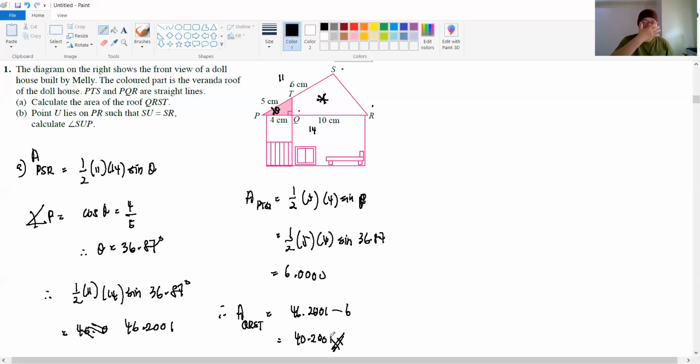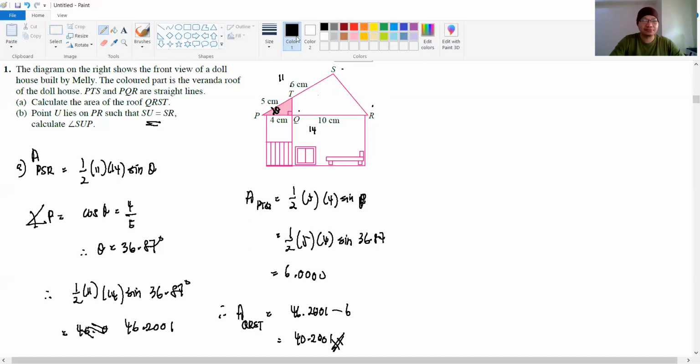Okay, so how to solve B? The point U lies on the PR. Okay, point U lies on the PR line. We don't know the actual position yet, but SU must equal SR. SU equals SR. Oh, this case here is what we call an ambiguous case. So please be careful when we talk about the ambiguous case. Okay, so what can we do here? Let me write this one first.